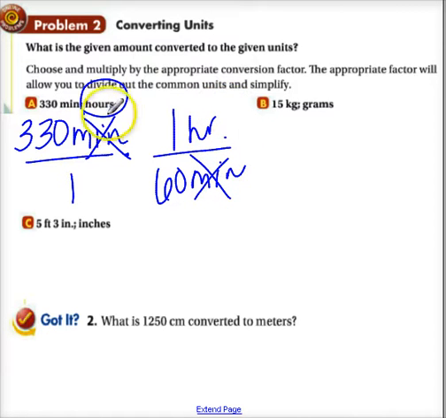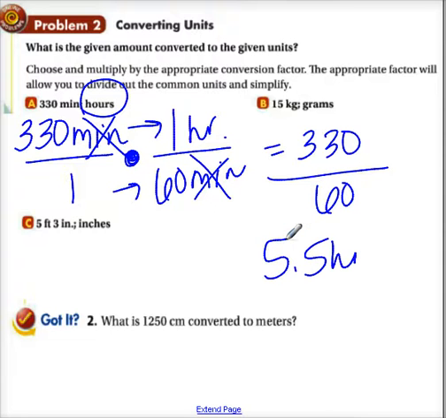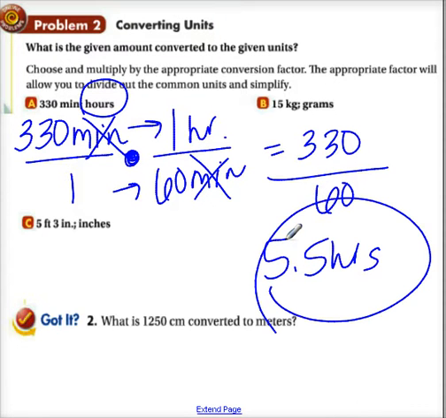So 330, now I just multiply this. I'm timesing by my conversion factor. 330 times 1 is 330. 1 times 60 is 60. Then I just do the division, and I get 5.5 hours. So we converted 330 minutes to hours.